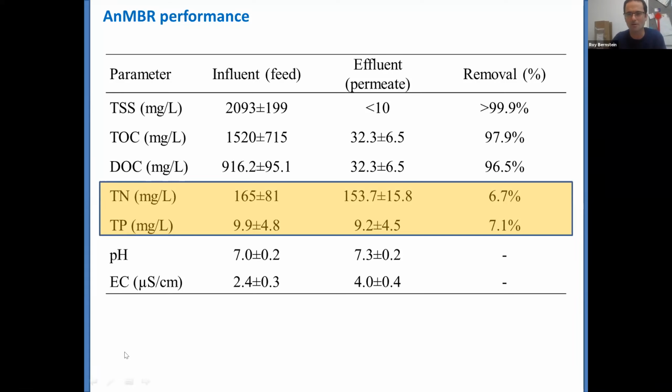Also, because Alon talked about salinity, we have a little bit high salinity, and it increased a little bit because we maintained a constant pH, so we needed to add some sodium hydroxide. And this is something to keep in mind in the future as well.